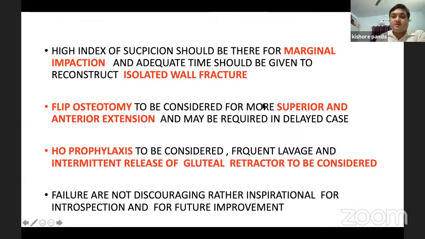Flip osteotomy is required for the superior and anterior extension, and sometimes in delayed cases. HO prophylaxis is to be considered. Frequent lavage and intermittent release of the gluteal retractor are to be considered. They have shown that if the retractor is kept continuously for 3 minutes, the gluteus minimus muscle is responsible for this HO.